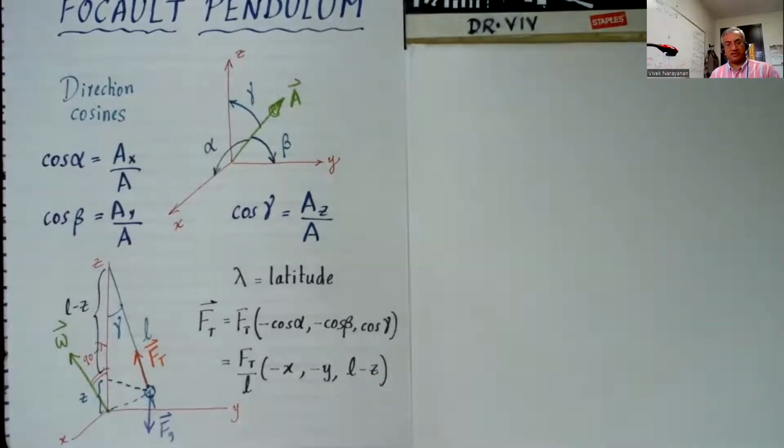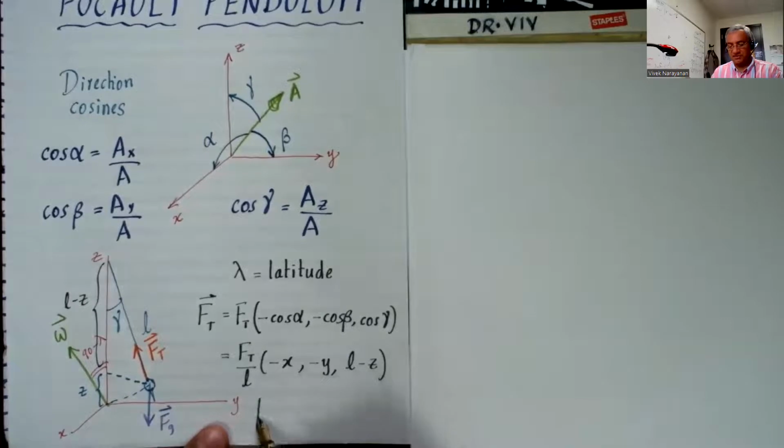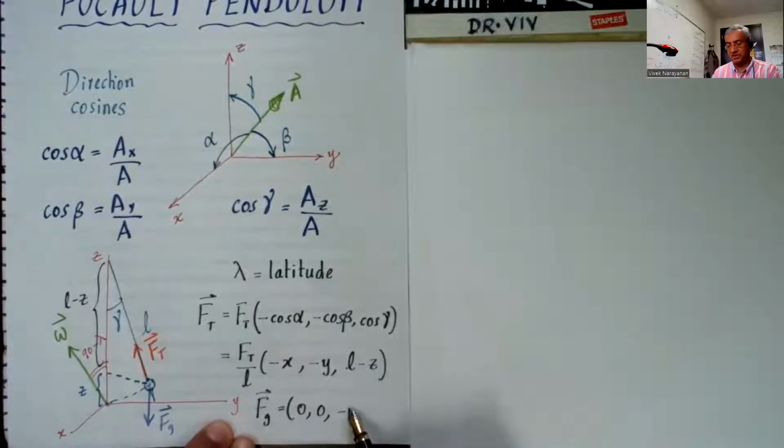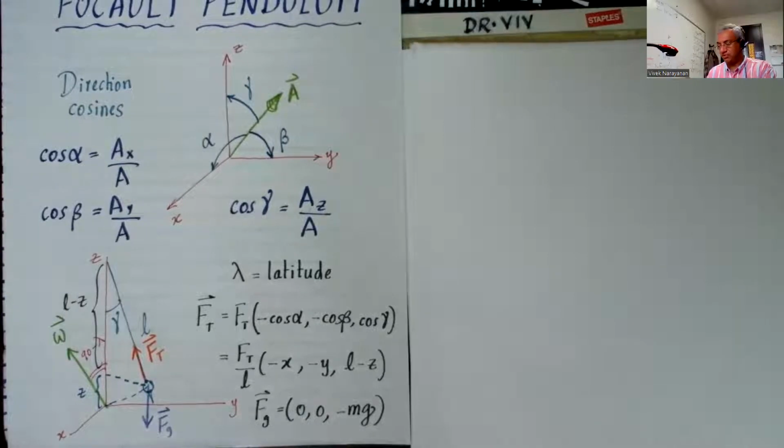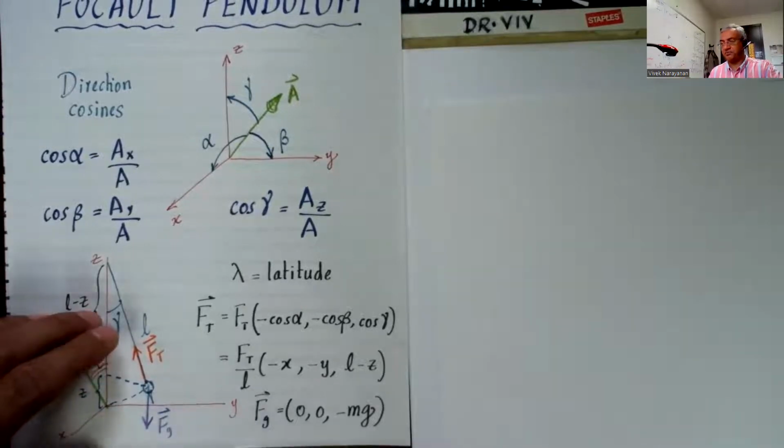That's my tension vector. Then there's the gravity vector. That's the other external force. Gravity vector is just 0, 0, negative mg. The force of gravity. And of course, needless to say, the force of gravity is assumed constant in this problem because the pendulum barely deviates from one plane as it's oscillating.